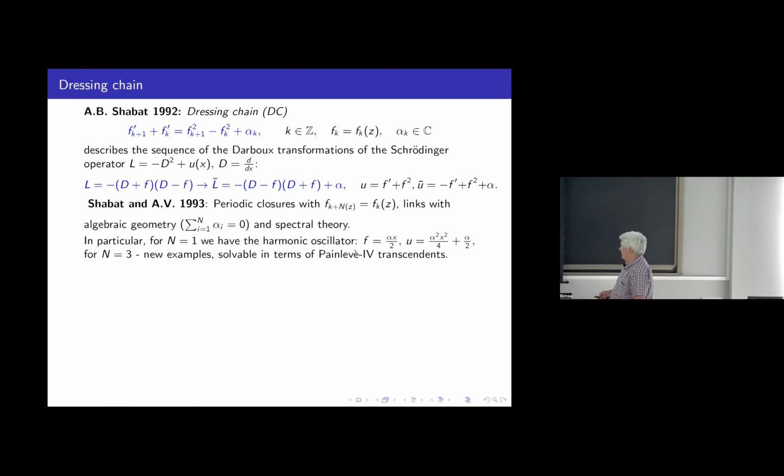That was our idea with John Gibbons: we thought, what if we do the same as Schrödinger did for the harmonic oscillator, if we do a Darboux transformation and come back to the same potential, shifted? Then it's exactly the harmonic oscillator, because f must be linear from this equation, and that means that u is quadratic.